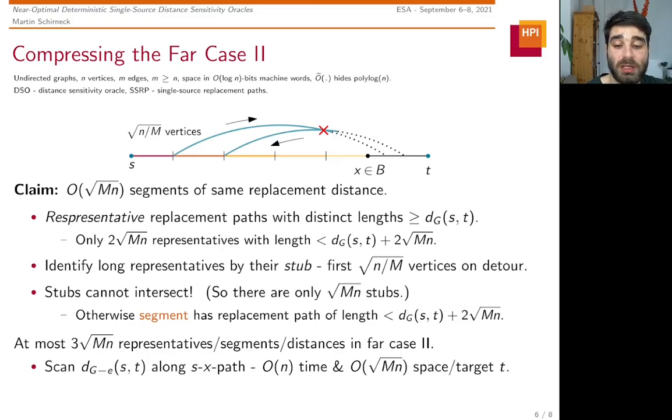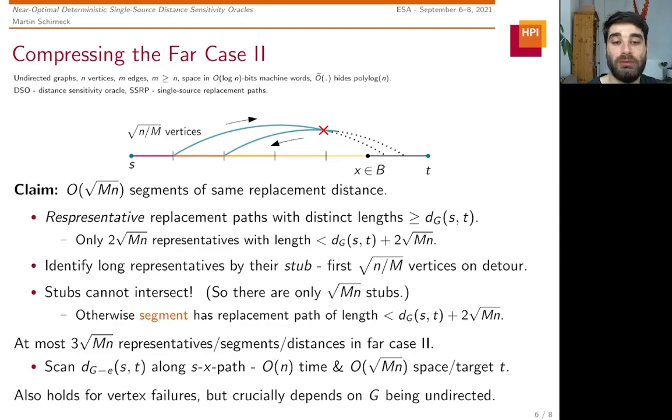And we can find these segments by scanning the replacement distances to which we have access due to our SSRP algorithm along this path. This takes linear time per target, and we can store them efficiently in space proportional to their number, which is this square root. And if we scale this up to all n targets in the graph, we end up with a quadratic reduction with the claimed space. It is also interesting to note that the same argument holds for vertex failures.